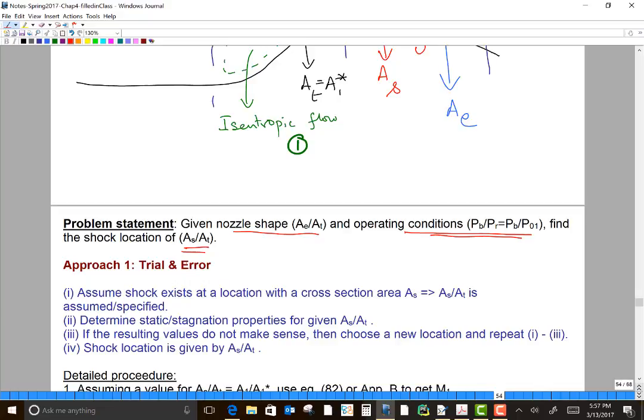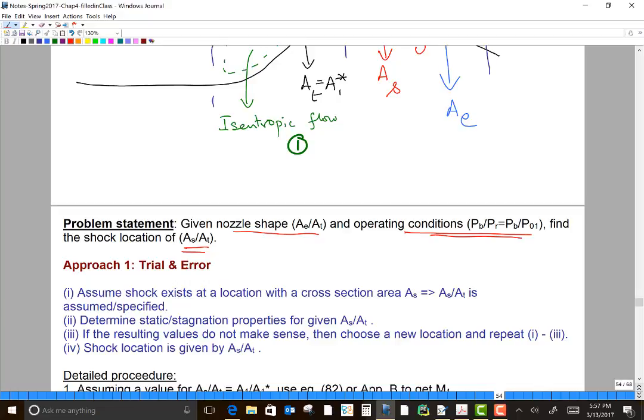The first approach is to do exactly what we have done so far, but with a reverse engineering approach, right? So what did we do so far? In the previous example problem, we were trying to identify the range of back pressures for which a shock could exist somewhere in this location.